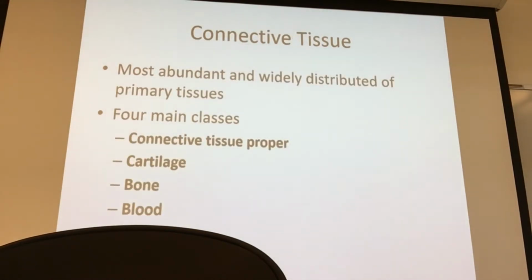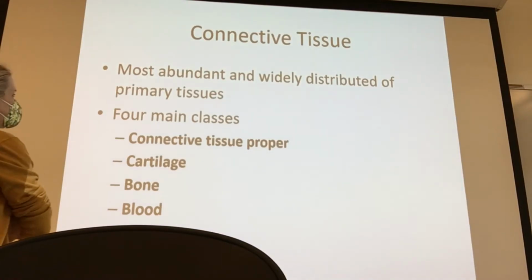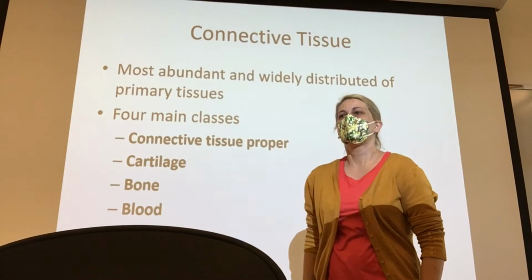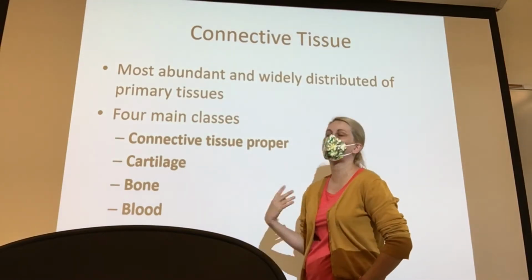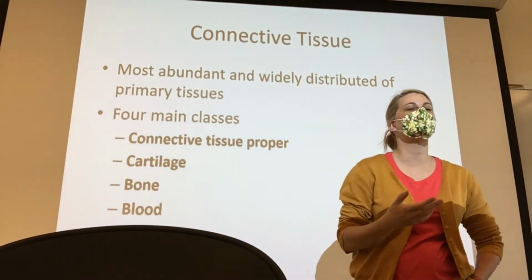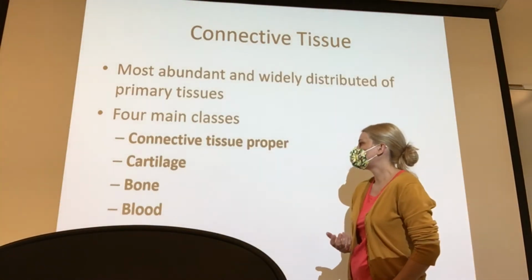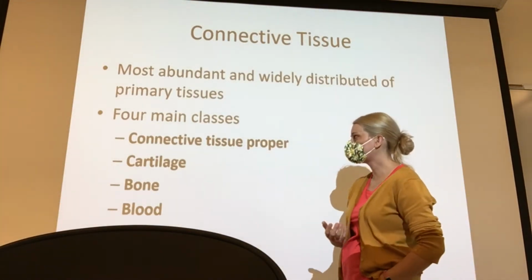So connective tissue is the most abundant. There are four main classes that we'll look at. So there's connective tissue proper, which was like the first defined class, and then they had to go back and broaden this a little bit more. So we'll look at those.